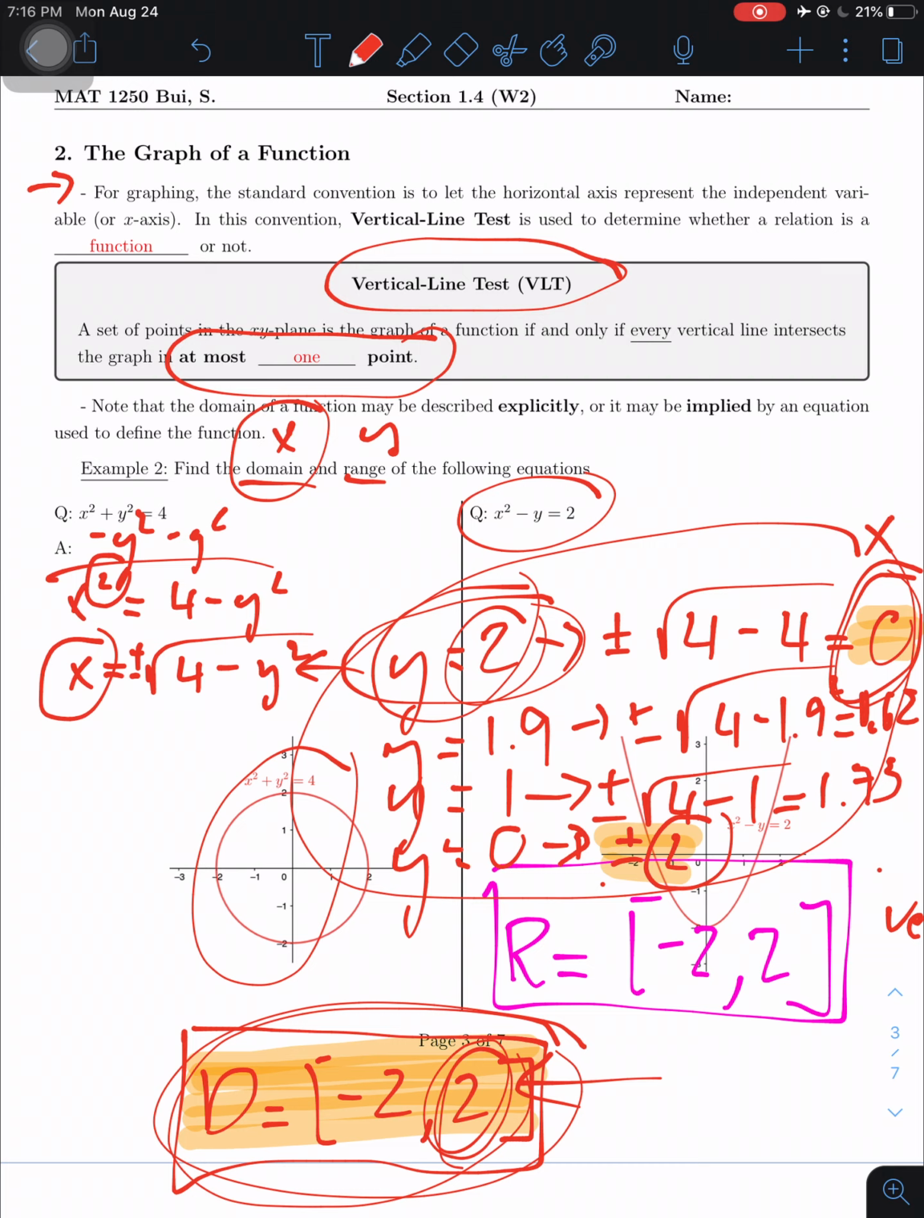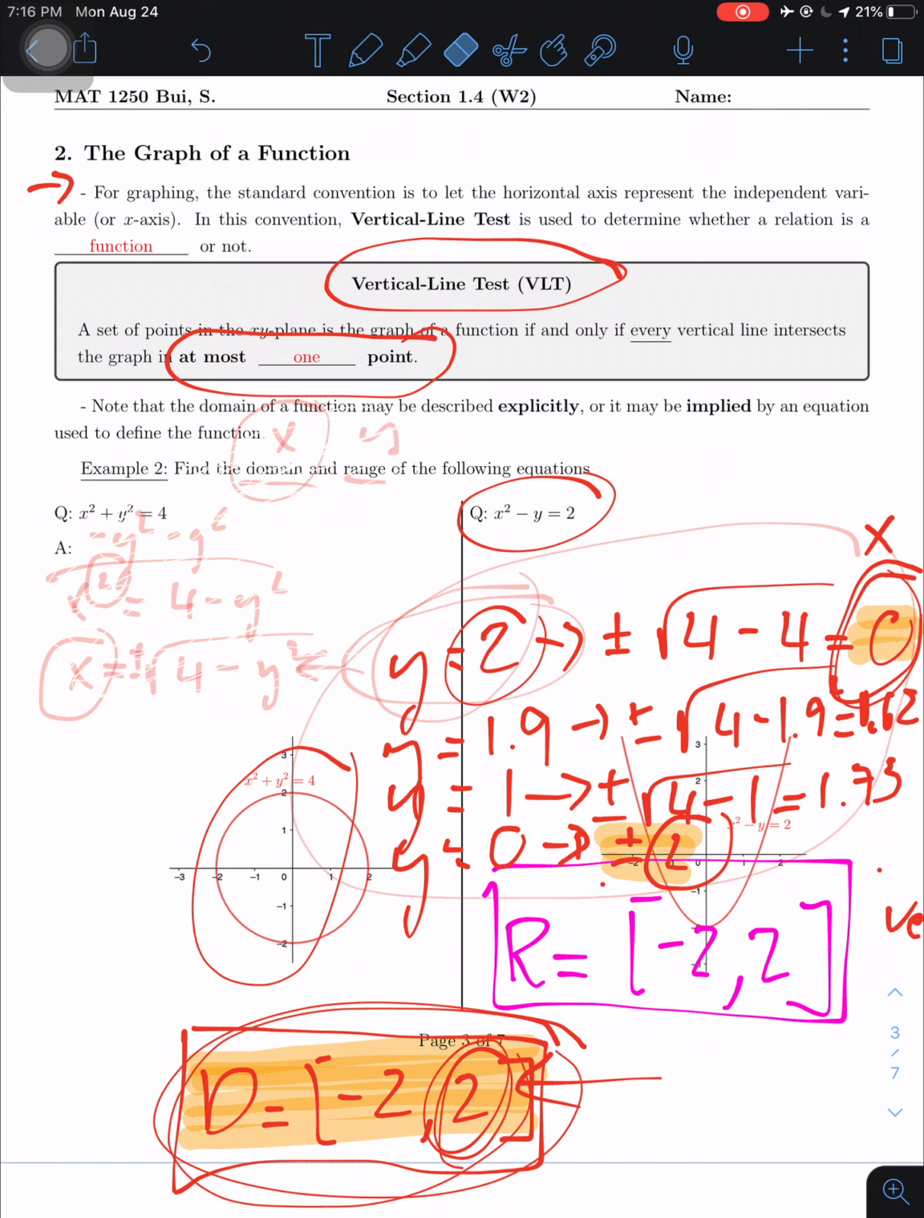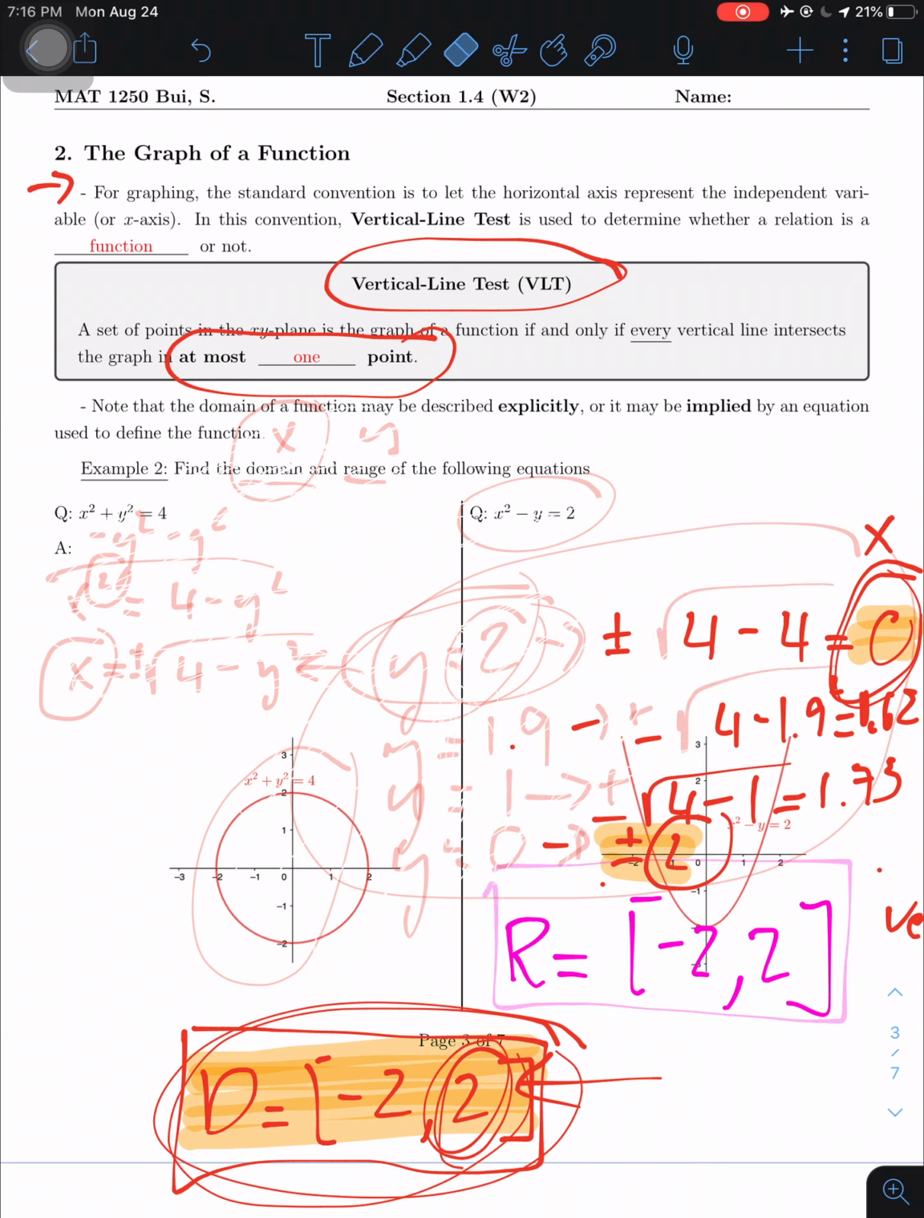Okay, for the range, let me erase some stuff in here. It will be the same procedure, a long procedure, in the sense that you have to plug in different values for x after you isolate it out.